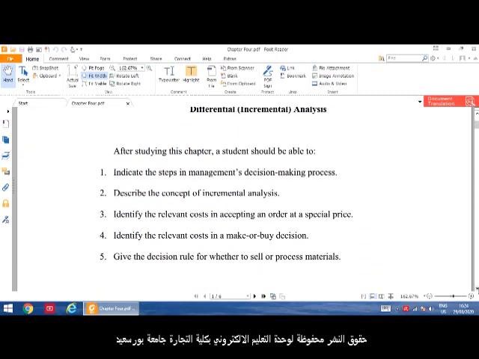describe the concept of incremental analysis, identify the relevant cost in accepting an order at a special price, identify the relevant cost in a make or buy decision, and give the decision rule for whether to sell or process materials.